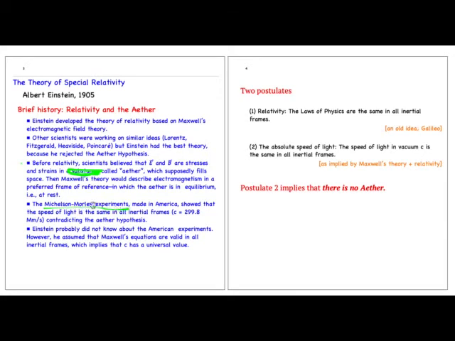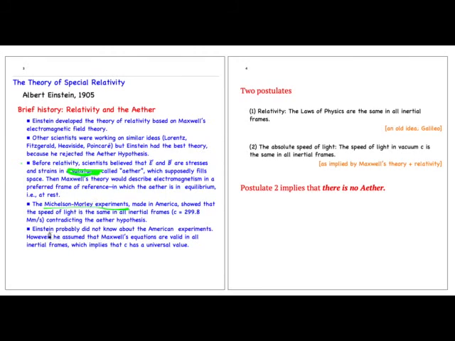They were looking for a difference in the speed of light for different directions, which would indicate the direction of the Earth moving through the ether. But it was a null experiment. It was a null result. They found there was no variation in the speed of light. And that contradicted the ether hypothesis by experiment.